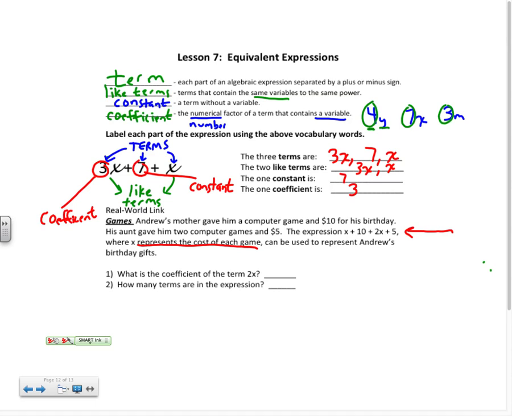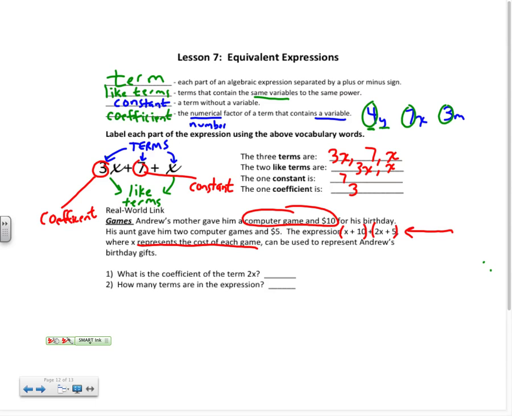Let's take a look at this expression. Andrew's mother gave him a computer game and $10. We don't know how much the computer game costs, so we say it's x. So here's what his mother gave him, x plus 10. And his aunt gave him 2 computer games. So we use 2 in front of the x to show 2 computer games plus 5.